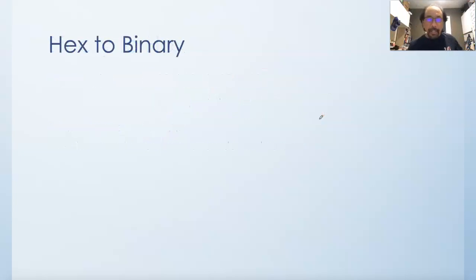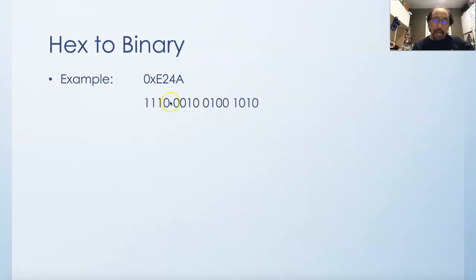How do we go from hexadecimal to binary? Same thing, but just in reverse. We look it up in a table. So we see that E is this, this is 2, this is 4, and this is A. Again, having a table in front of us really helps us do the conversion fast. If you practice this for a little bit, you can actually start memorizing the values and they'll come naturally to you.